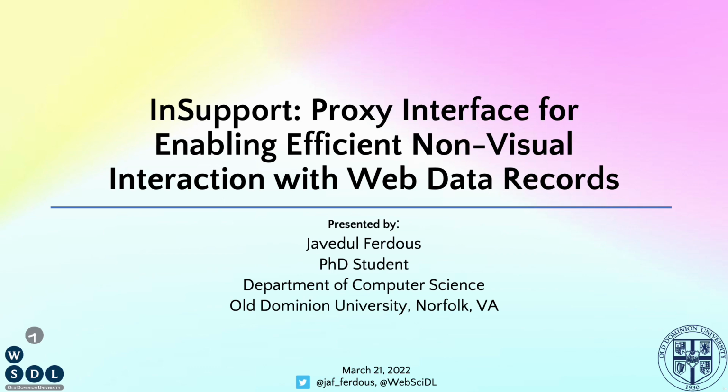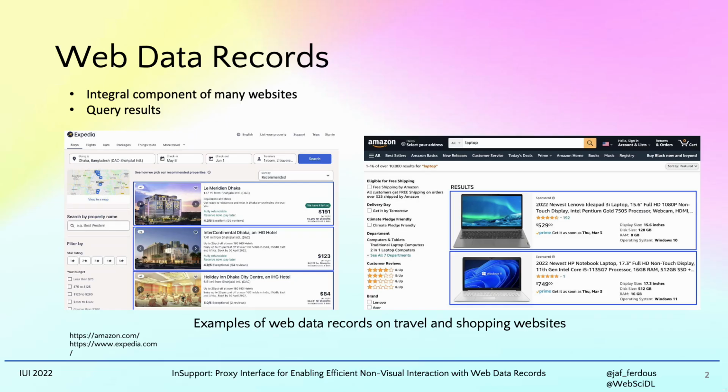In this presentation, I will talk about my work on improving the interaction experience with web data records for blind screen reader users. Web data records are an integral component of many websites, specifically those that present structured information by querying from a database. Examples include a list of products or services such as items on a shopping website, available hotel rooms on a travel website, employment opportunities in a job search website, and so on.